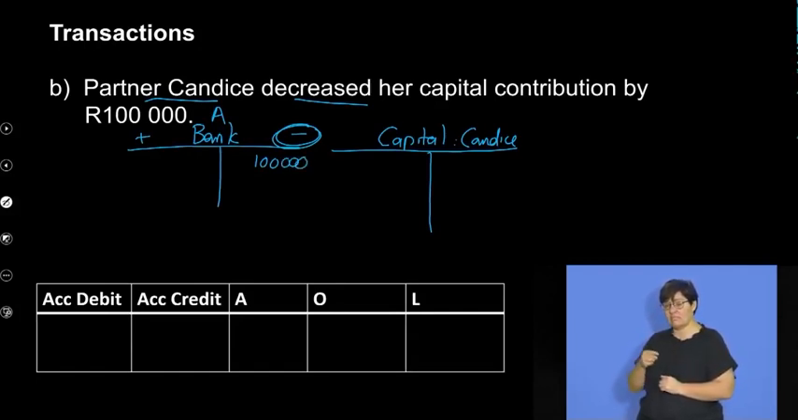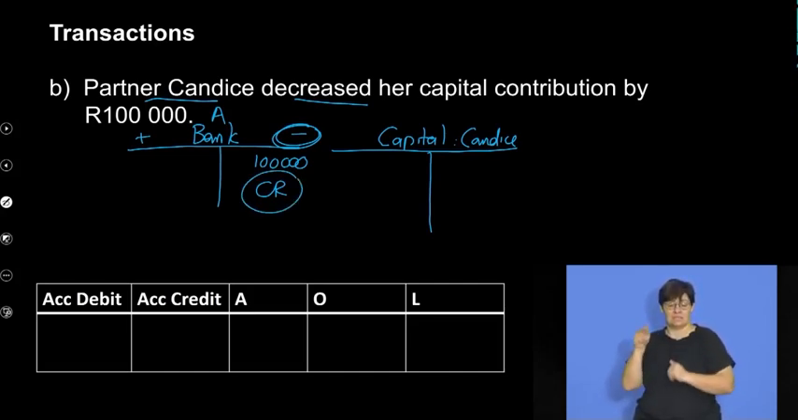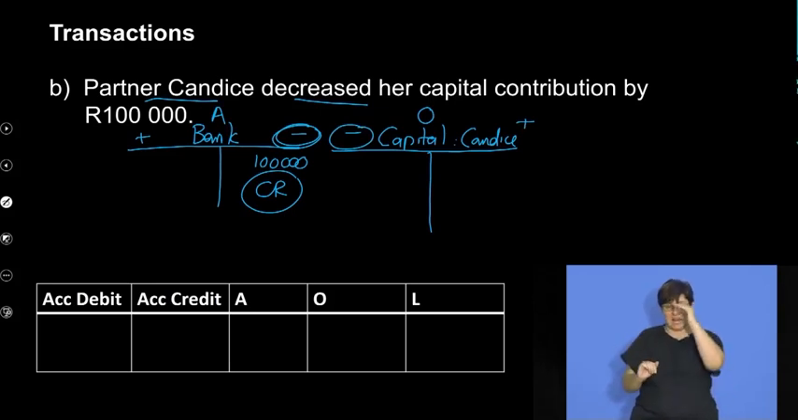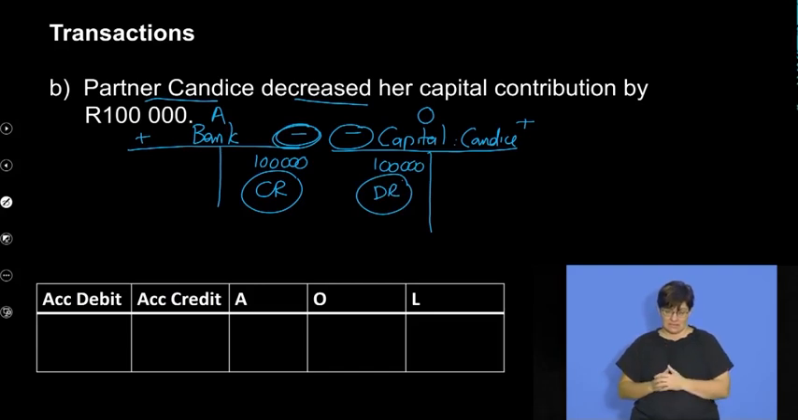So obviously bank is being credited. On the other hand, let's look at what happens to equity. So capital, Candace is decreasing her capital, so obviously owner's equity also decreases by 100,000. And here's my debit. Okay, you guys got that? Right, let's fill this in.